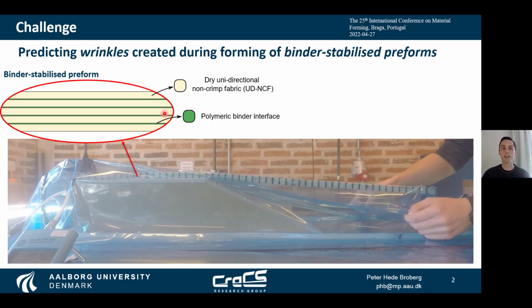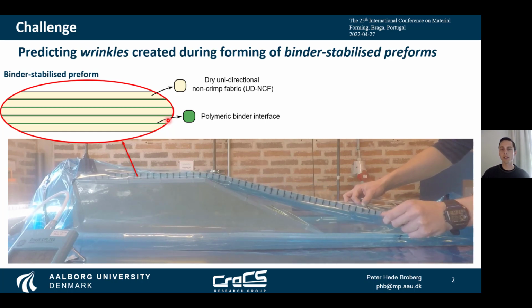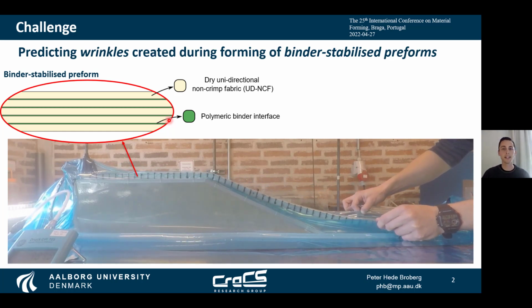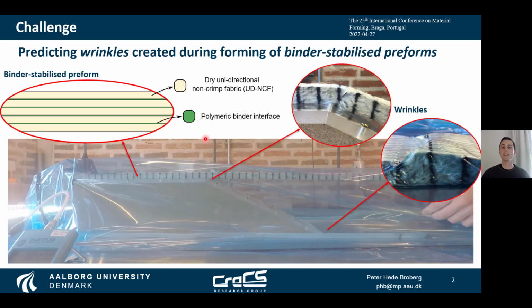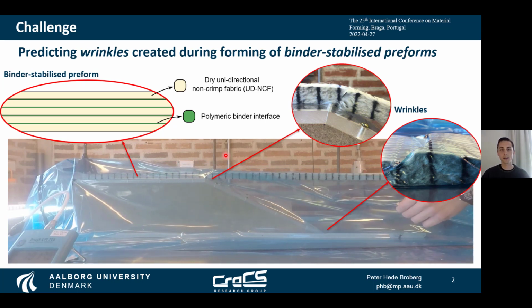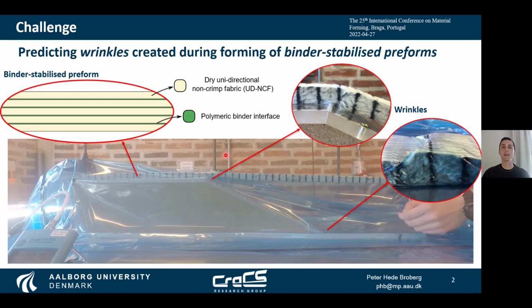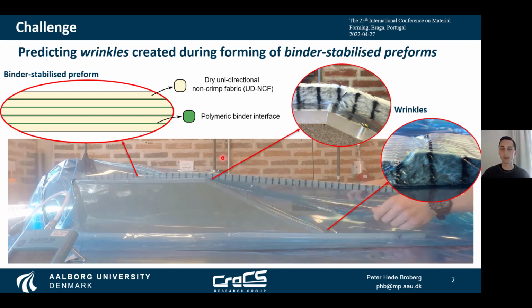These preforms are used to manufacture composite structures, like for instance wind turbine blades, which is the main focus of my studies. But when they are formed over geometric transitions, like for instance the core material of the sandwich structures of wind turbine blades, wrinkling can occur at these transition edges. These wrinkles cause a severe reduction of the final strength of the wind turbine blades, so we want to avoid them during manufacturing.